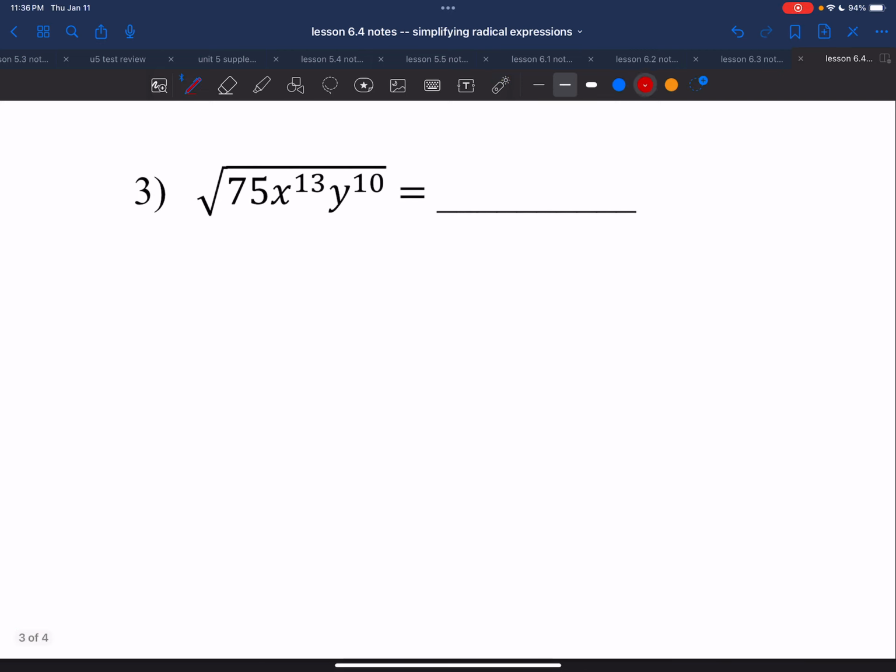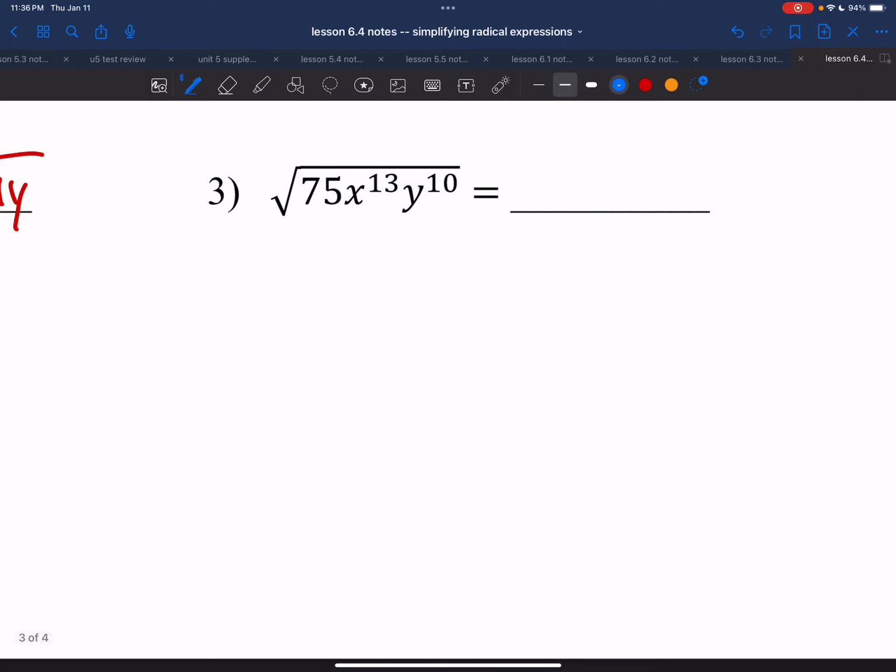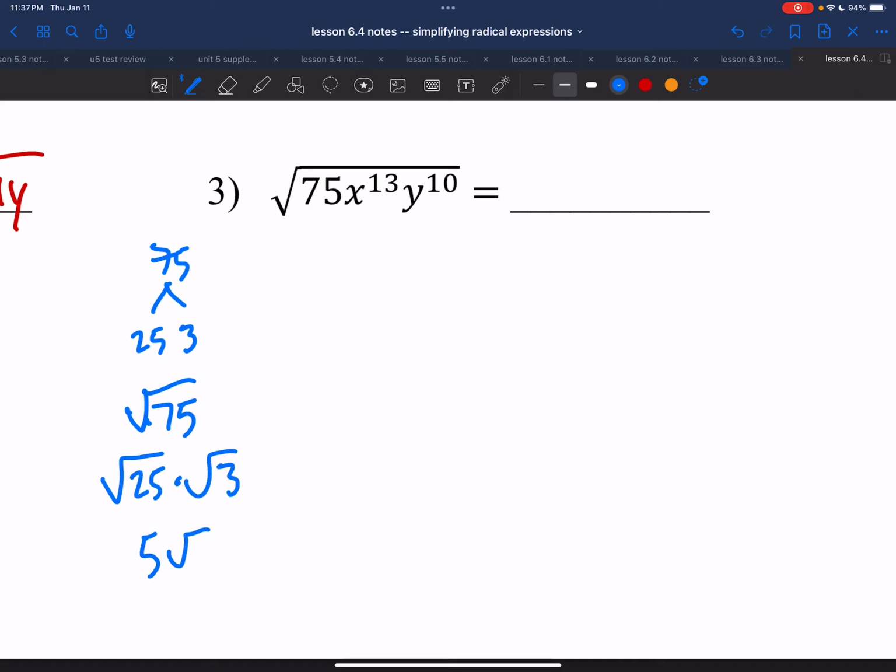Okay, one more. So 75. So we're going to break down 75 into 25 and 3. So the square root of 75 is the square root of 25 times the square root of 3. So that's 5 root 3. Yeah? Let's keep using that rule. Square root of x to the 13. The index is 2. So how many times does 2 go into 13 evenly? 6 times, and the remainder is 1.